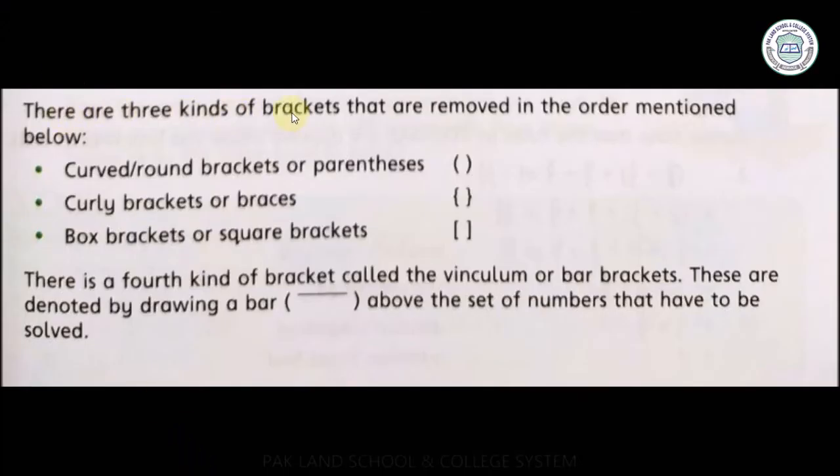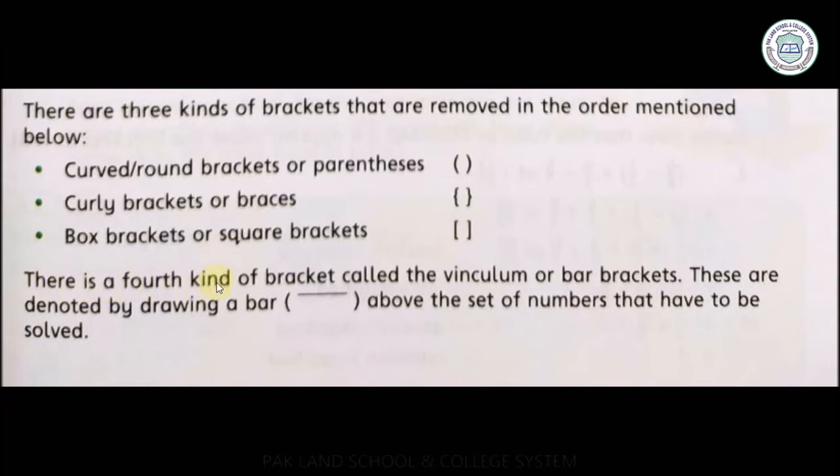There are three kinds of brackets that are removed in the order mentioned below. The curved round brackets or parentheses, it is called. If it is mentioned in a question, first we solve the round bracket. Curly bracket or braces. After round bracket, we will solve the curly bracket. Box brackets or square brackets. After these two, round bracket, curly bracket, then square bracket we will solve. In square bracket, which values are mentioned?